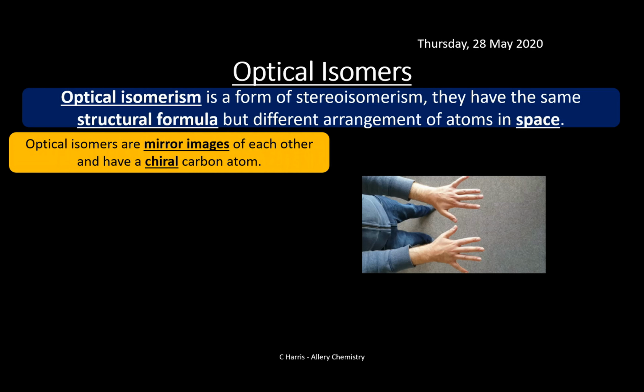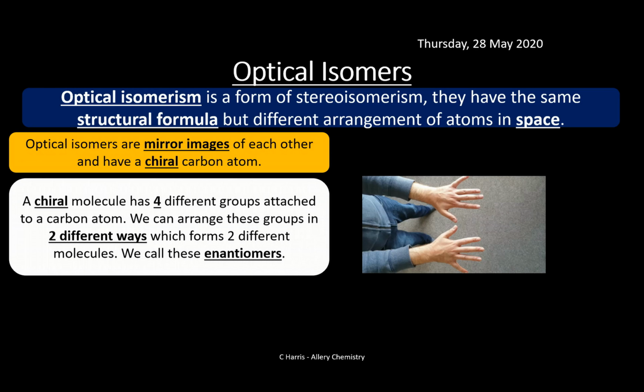And effectively, optical isomers are mirror images of each other, and they have a chiral carbon atom. We'll look at spotting a chiral carbon atom in the next slide. But a chiral carbon atom is effectively something where you have 4 different groups attached to the carbon atom, right in the middle. So that's what makes something chiral.